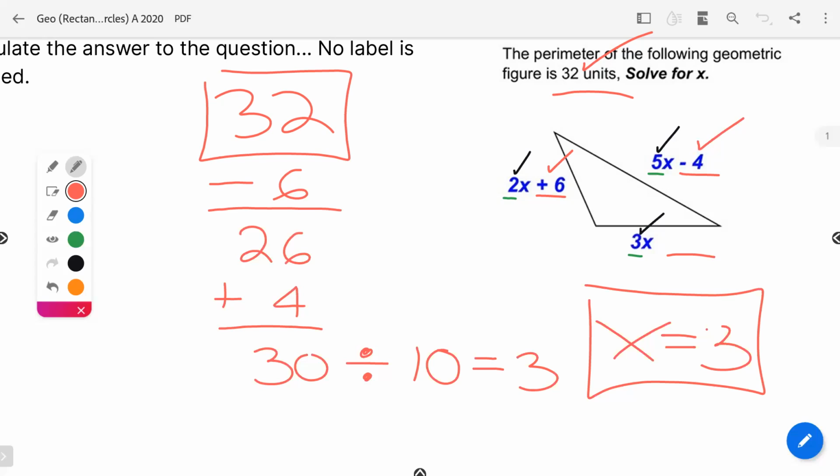And that is that. No algebra involved. Nothing but fundamental basic math.